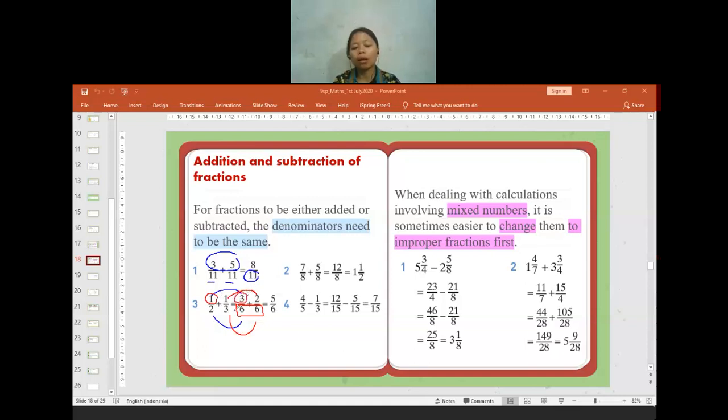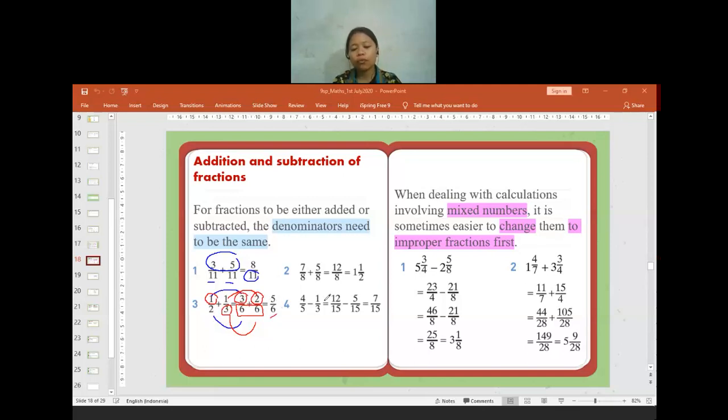For the number 3 in here, to get 6, I need to multiply it by 2. The number 1 at numerator, I need to multiply it by 2 also. That's why in here I get number 2. And then I just need to plus 3 plus 2, it will be equal to 5. The denominator will remain the same. It will be still 6.